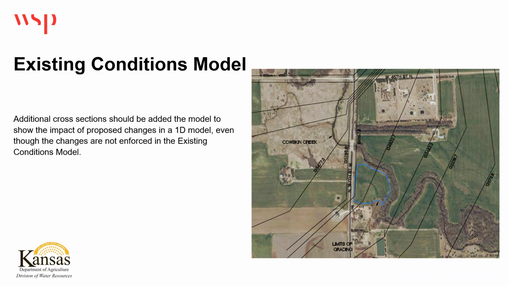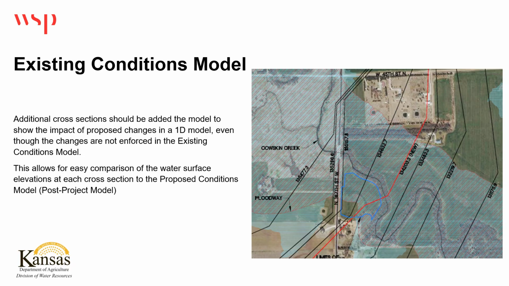Additional details should be added to the existing conditions model, sufficient so that the proposed changes are well represented in the model, even though those changes will not be made to this model. In a 1D model, this might mean that we need to add additional cross-sections to the model. Adding this additional detail to the existing conditions model ensures that the existing conditions model and the proposed conditions model will have duplicate data points so that we can easily compare water surface elevations across these cross-sections.